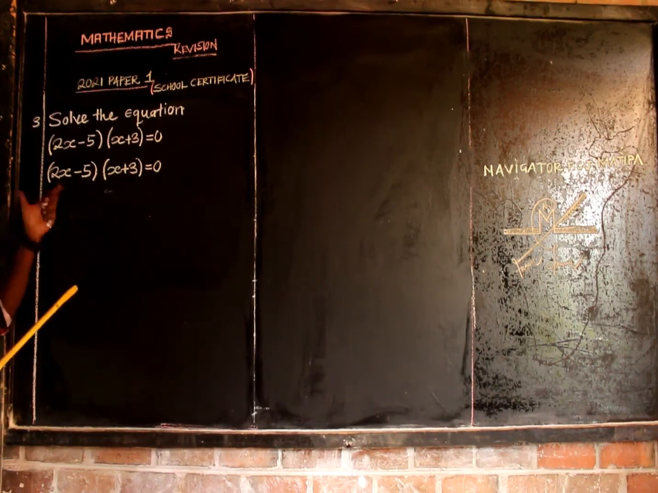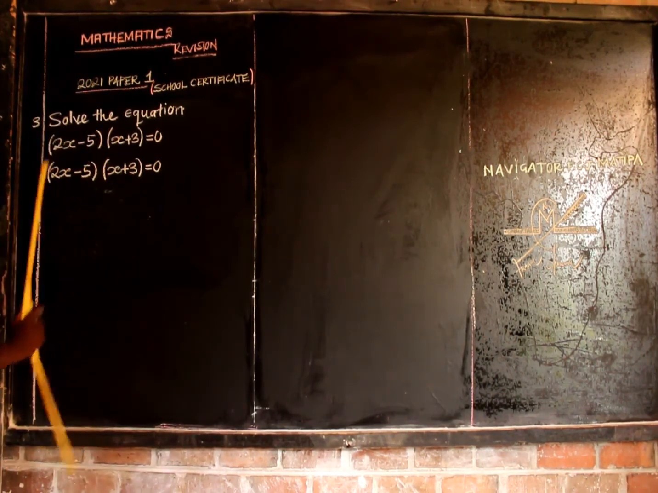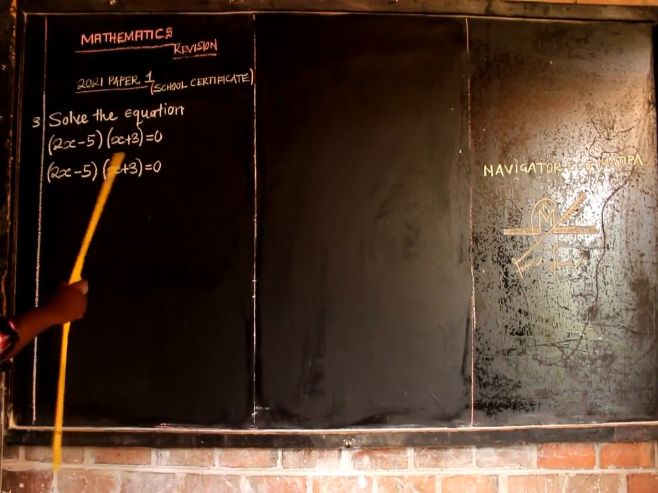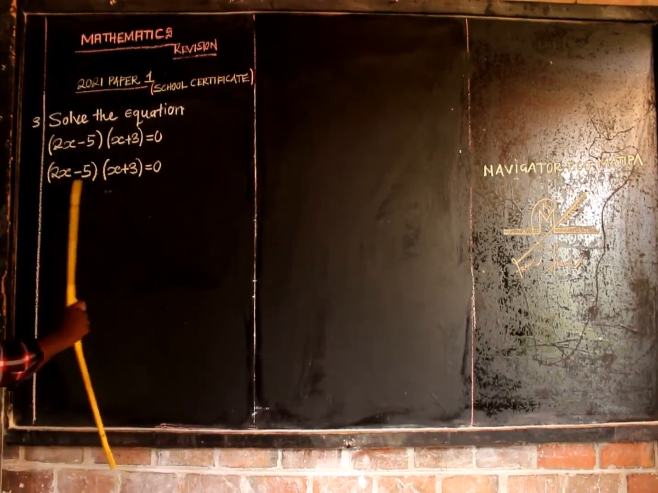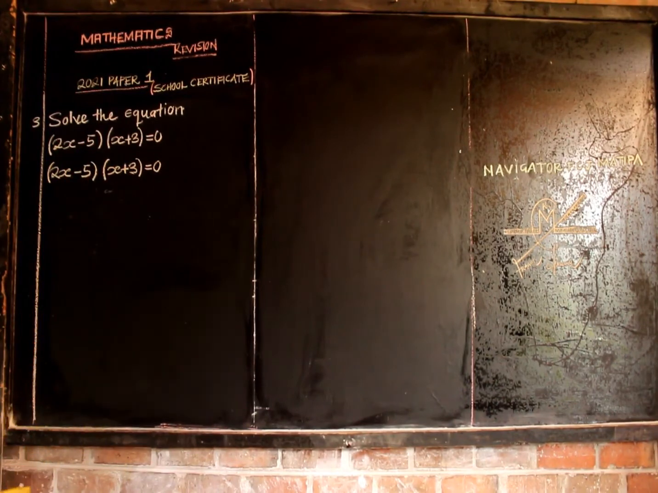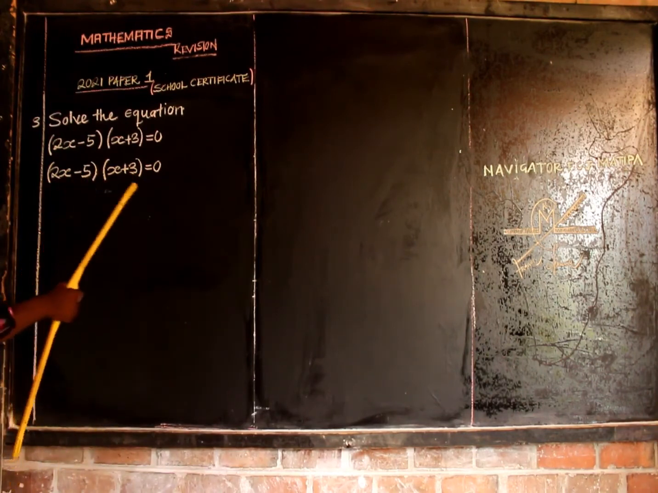In fact, this equation was generated from a quadratic equation. After finding out the factors of that quadratic equation, these are the factors. From this, the equation was derived. Okay? So in this case, one is simple.